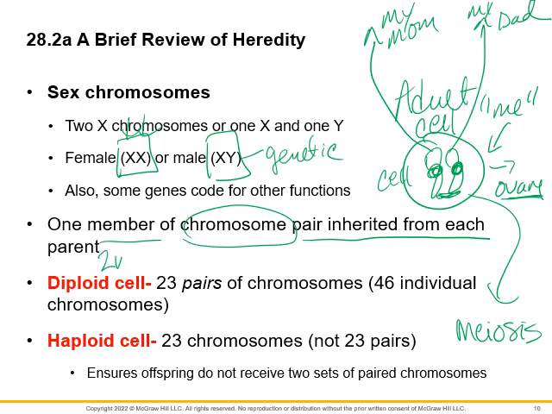The term diploid is if you have two of everything. So 23 pairs, that's two of every copy. That's a total of 46. Haploid is one of every chromosome. So this is 23 chromosomes total.